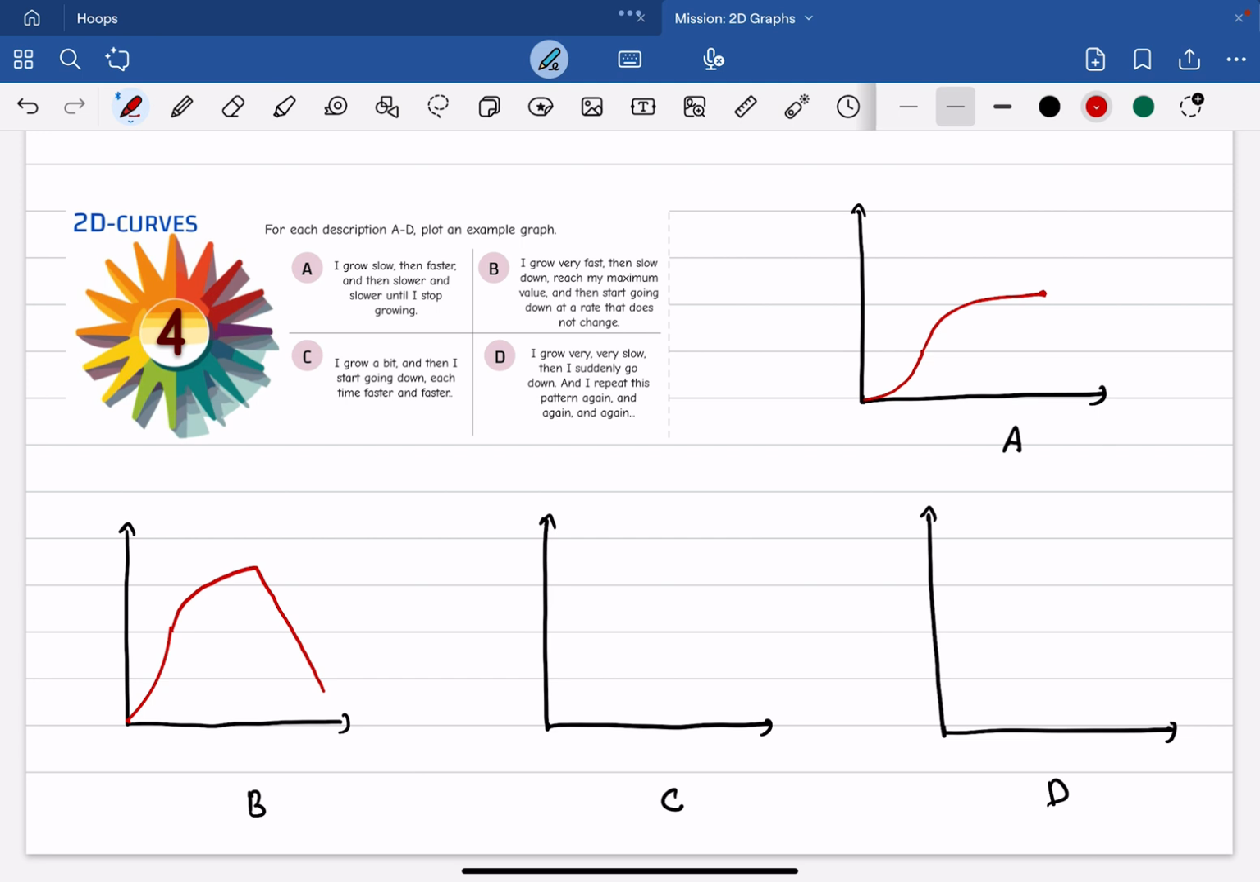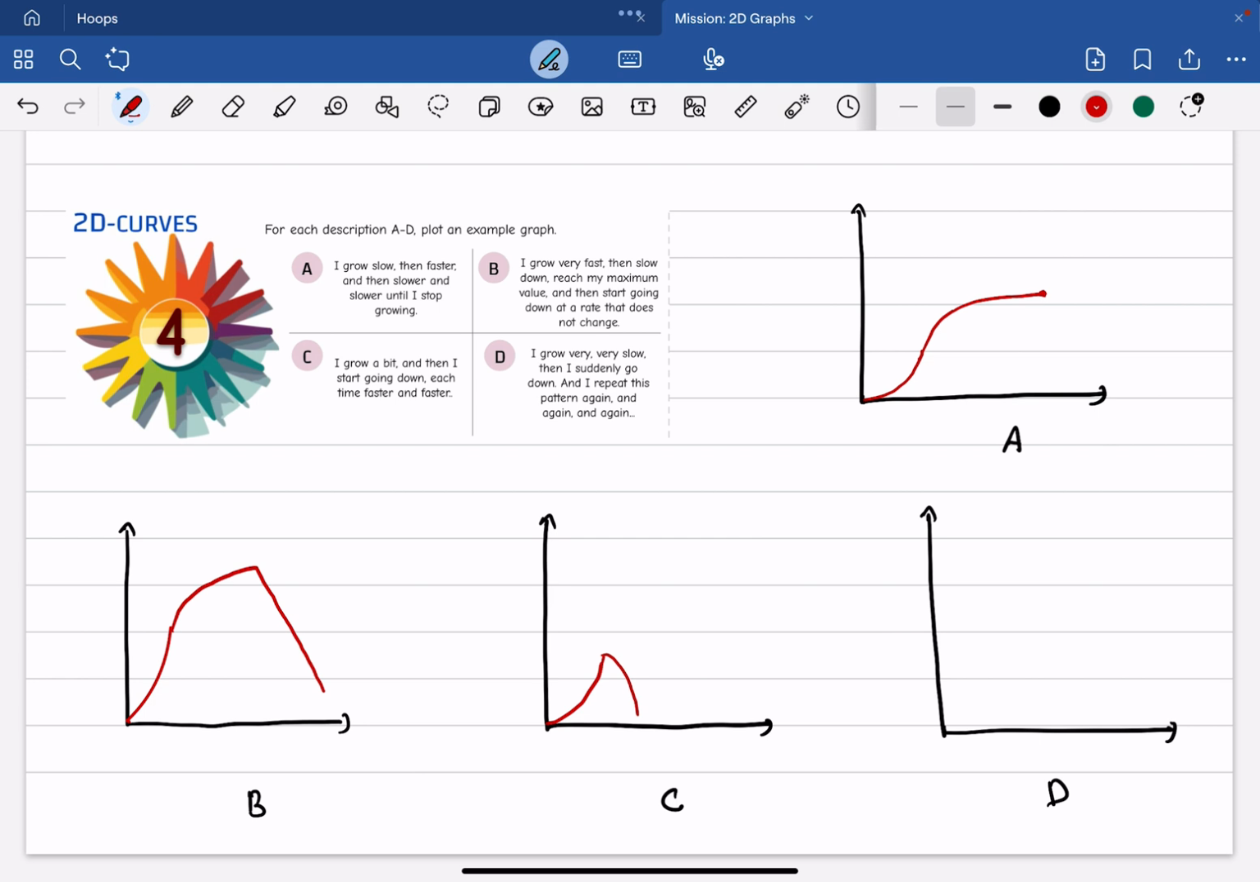Okay, let's look at C. I grow a bit and then I start going down each time faster and faster. So I grow a bit and I'm growing faster and faster. So this captures that. And then I start going down again faster and faster. So at first I'm going down maybe slowly, and then my rate of decrease goes faster and faster. So this is what would capture that.